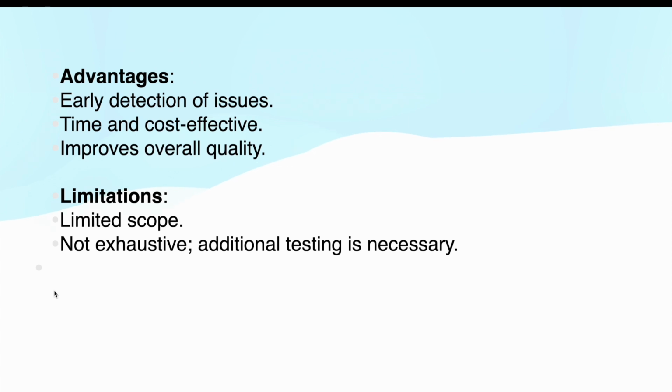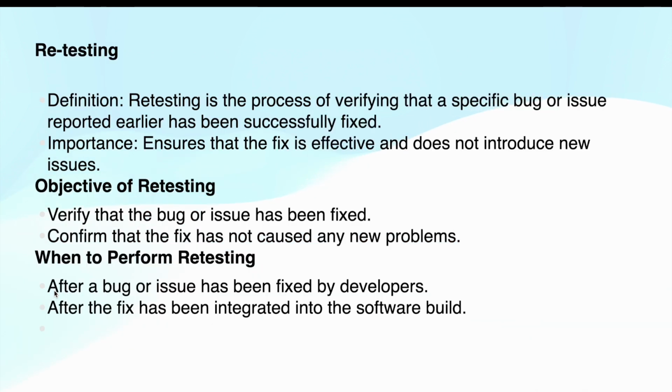the software. There are also some limitations: sanity testing does not cover all the features of the software, so it may miss issues that are not related to the specific area being tested. It does not replace thorough testing such as regression testing and functional testing, which are needed to ensure overall quality of the software. Next is retesting.